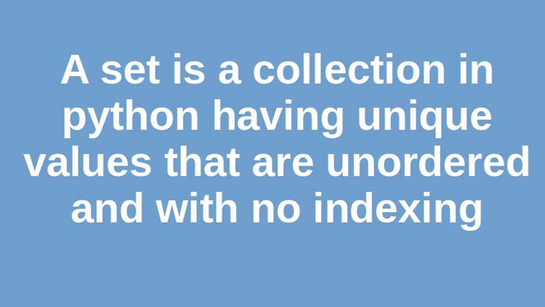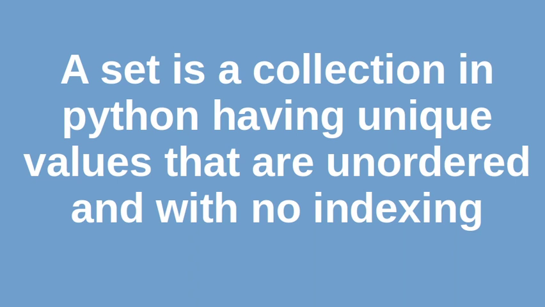So what is a set? A set is a collection in Python having unique values that are unordered and have no index. So the order in which you input elements into a set is not going to be the same order that you get them out. If you input 5 and 2, you might get 2 and then 5. That's why it is called unordered, and it has no index, unlike a list or dictionary, where you can use keys to get specific elements out. Sets do not have indexing.